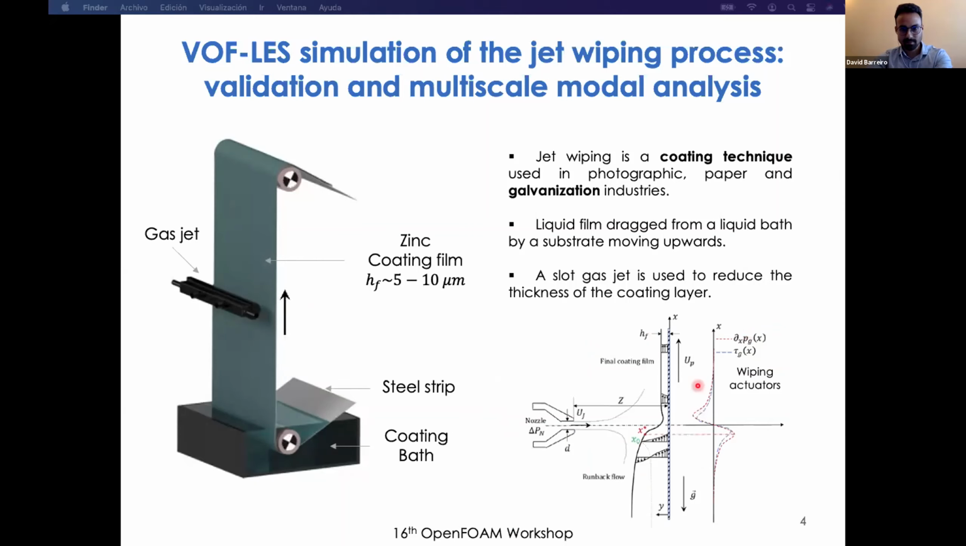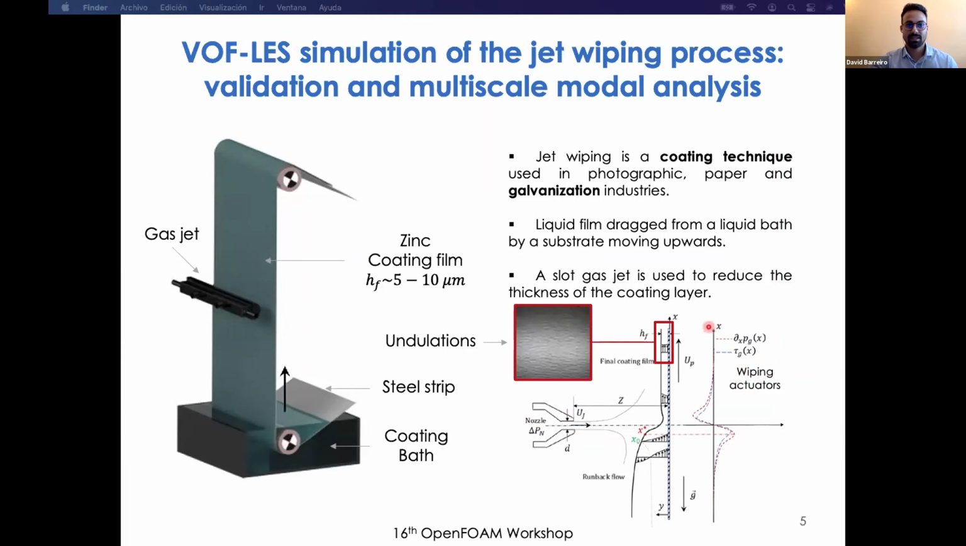nozzle. The galvanization lines are controlled by several parameters: the standoff distance, zeta, the opening of the nozzle, D, the pressure inside the stagnation chamber of the nozzle, and the velocity of the substrate. The effect of the gas jet on the liquid film is given by the wiping actuators, which are the streamwise pressure gradient and the shear stress at the interface.